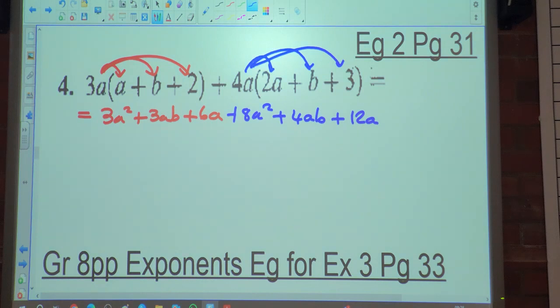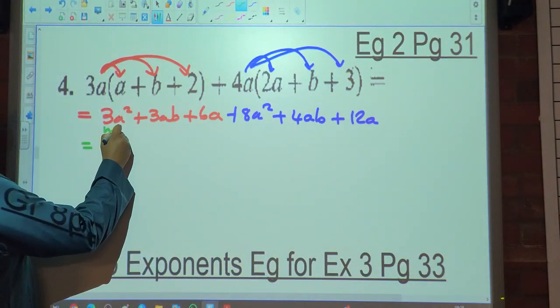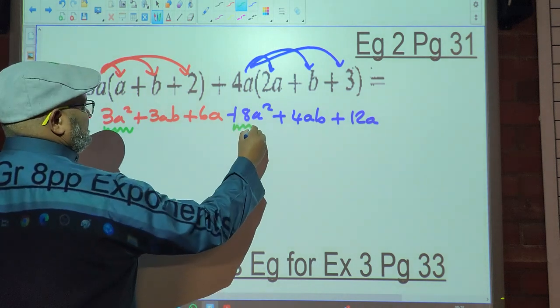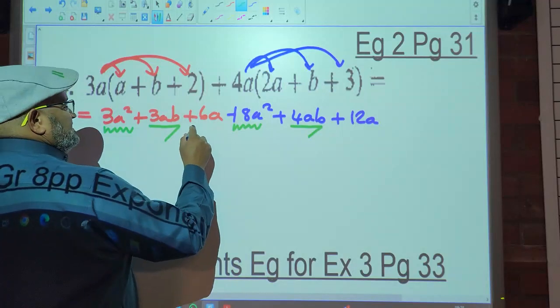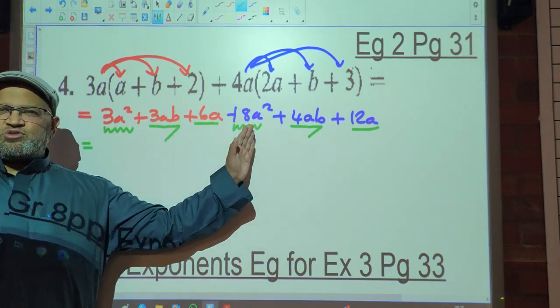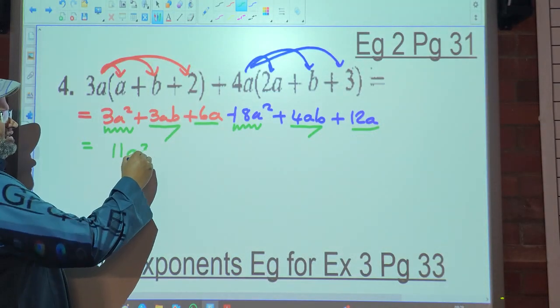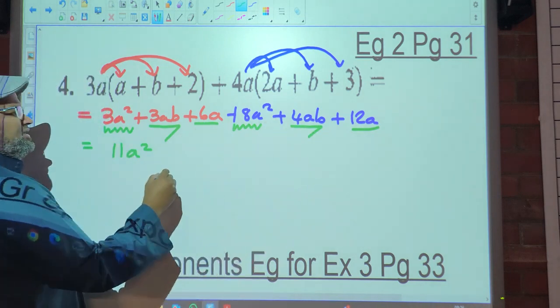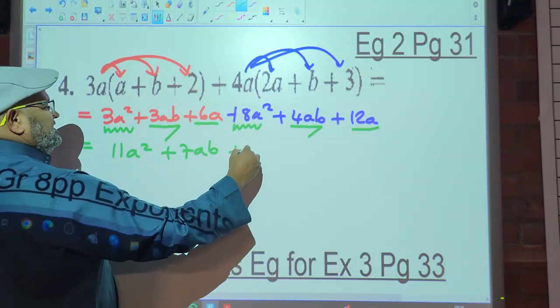Do we stop there? No, sir. Why not? They are like terms. So we combine 3a squared with 8a squared, 3ab with 4ab, and 6a with 12a. You all agree with that? So what is 3a squared plus 8a squared? 11a squared. What is 3ab plus 4ab? 7ab. And 6a plus 12a is 18a.